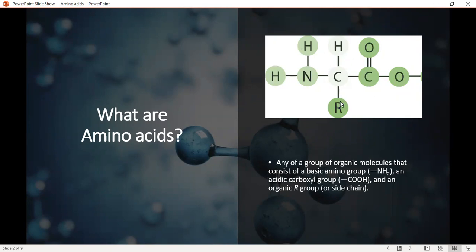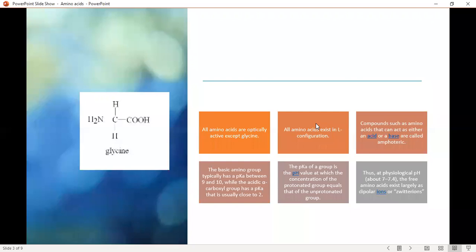Moreover, the amino acids have an R group. This R group is unique for each of the 20 amino acids, so we can differentiate the amino acids on the basis of this R group. Now let's talk about some important points about amino acids. First, we should know that all the amino acids except glycine are optically active amino acids.